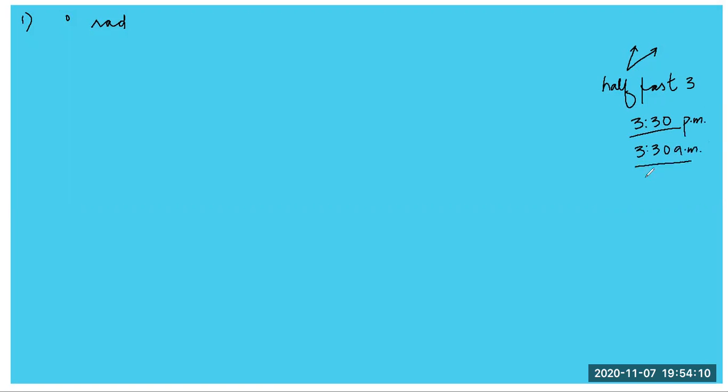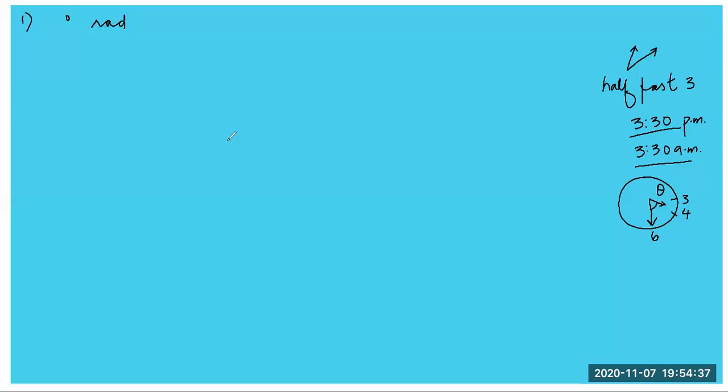So where are the positions at 3:30? This is 3. This is 4. So the hour hand will be in the center of 3 and 4. Am I right? And the minute hand will be here at 6. This is the time 3:30. Now he's asking what is the angle theta.